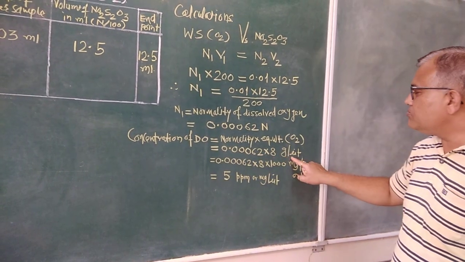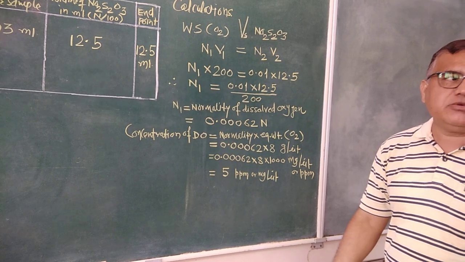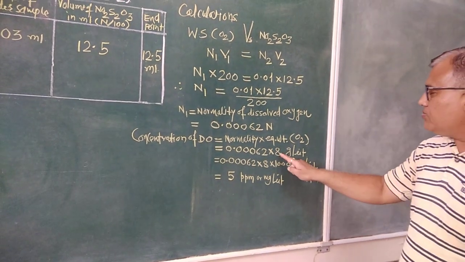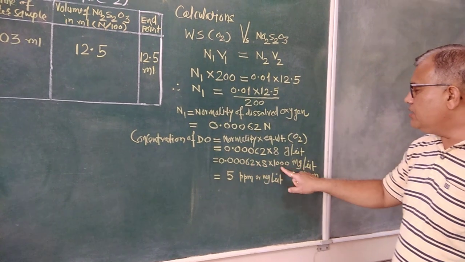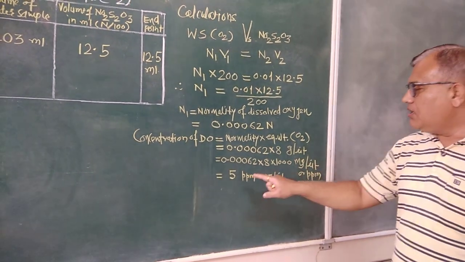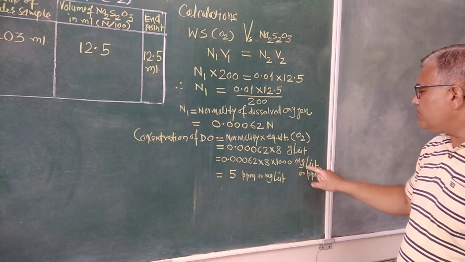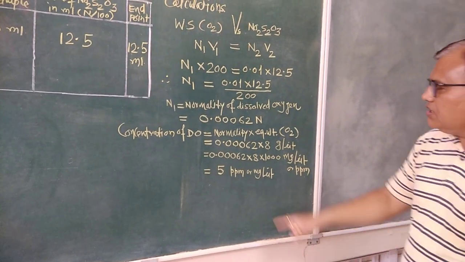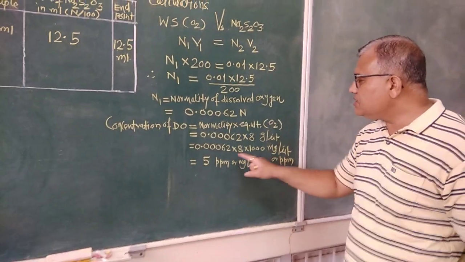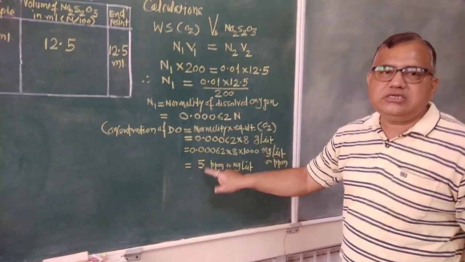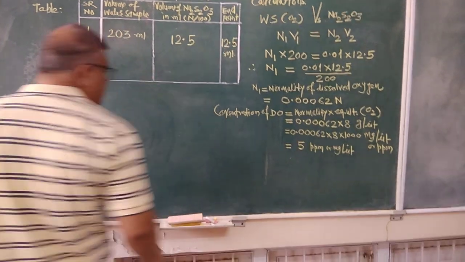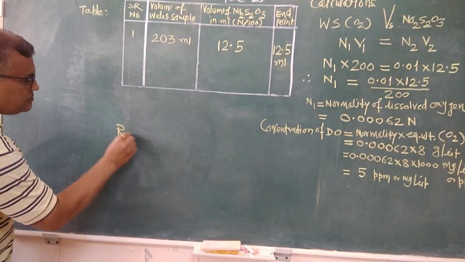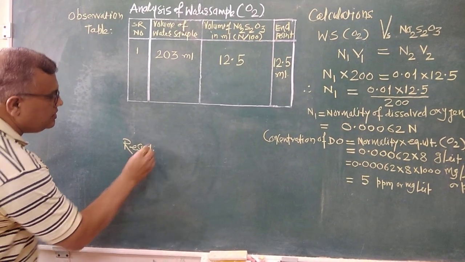So this is in grams per liter, but friends, we want it in ppm or milligrams per liter, and therefore you multiply it by 1000. So 0.00062 into 8 into 1000 gives milligrams per liter or ppm, because milligrams per liter and ppm are one and the same thing. So the final result after calculation is found to be 5. So what is the result? You can write the result now.